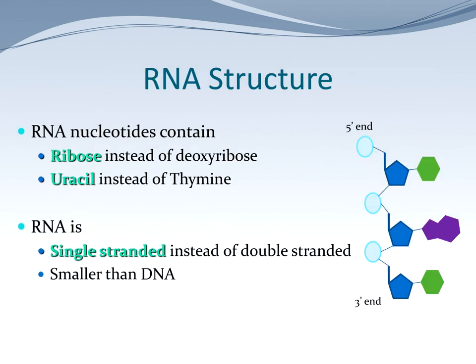RNA molecules are generally smaller than DNA ones. They are also single-stranded. Instead of 2 strands of nucleotides, they consist of only 1 strand of RNA nucleotides. This RNA nucleotide strand has a 5' end and a 3' end, and because of hydrogen bonding between nitrogenous bases, the strand can be folded into a distinct 3-dimensional shape.